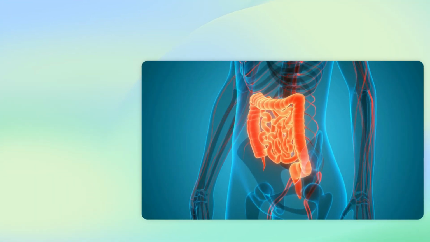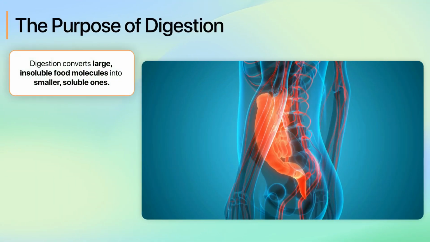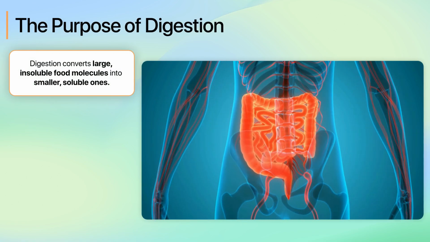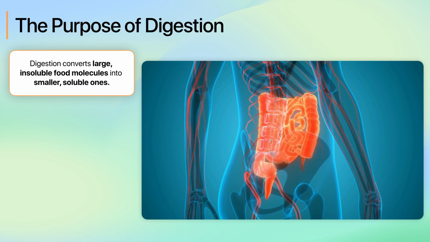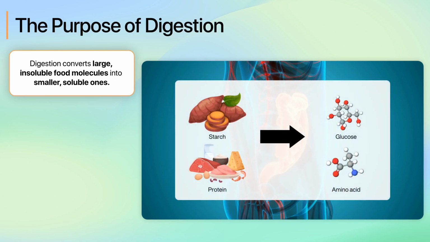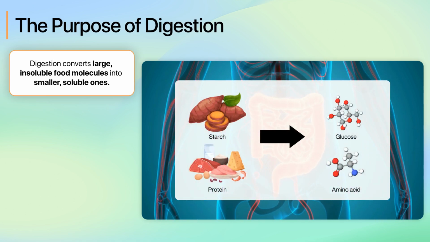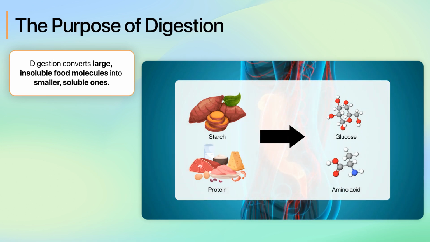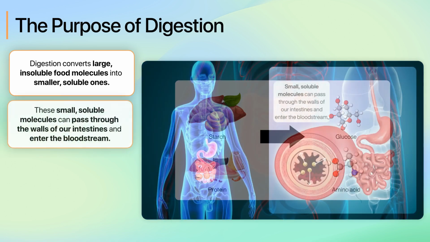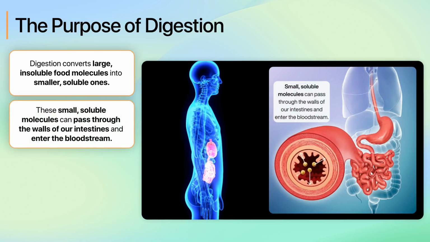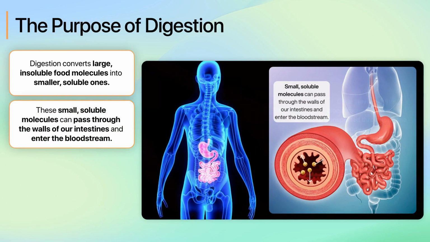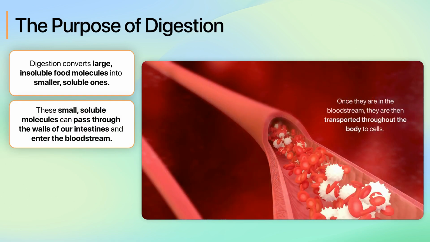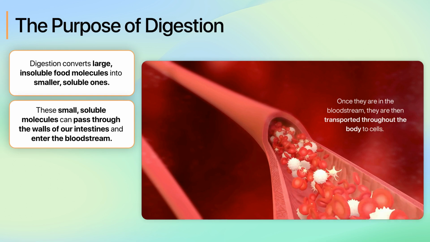The primary goal of digestion is to convert large, insoluble food molecules into smaller, soluble ones. For example, larger molecules such as starch and proteins are broken down into smaller molecules such as glucose and amino acids. These small, soluble molecules can then pass through the walls of our intestines and enter the bloodstream. They are then transported throughout the body to cells.